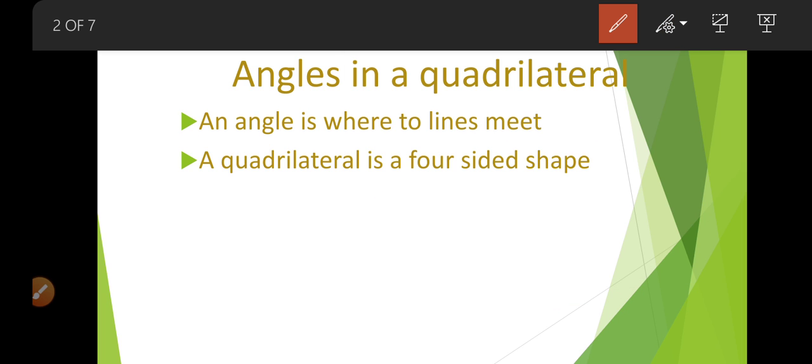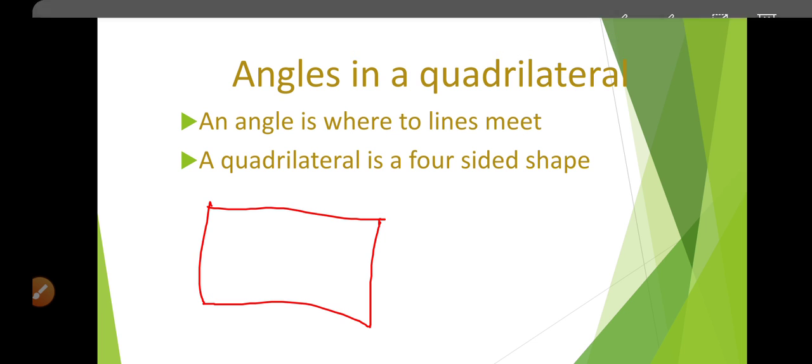So now the next thing is a quadrilateral is a four-sided shape, a shape that has four sides. An example of a quadrilateral is a rectangle, a square, a parallelogram, a rhombus, and so on and so forth. So let me draw an example of a quadrilateral. So let's assume this to be a rectangle, which is an example of a quadrilateral.